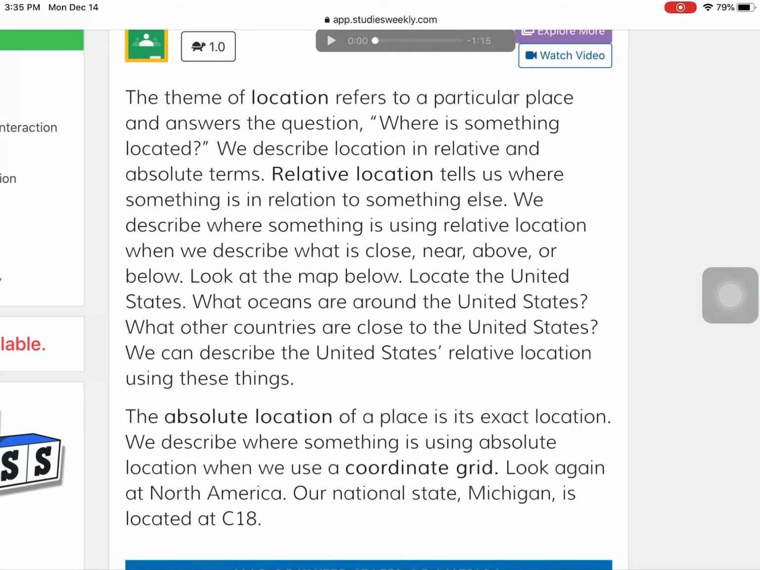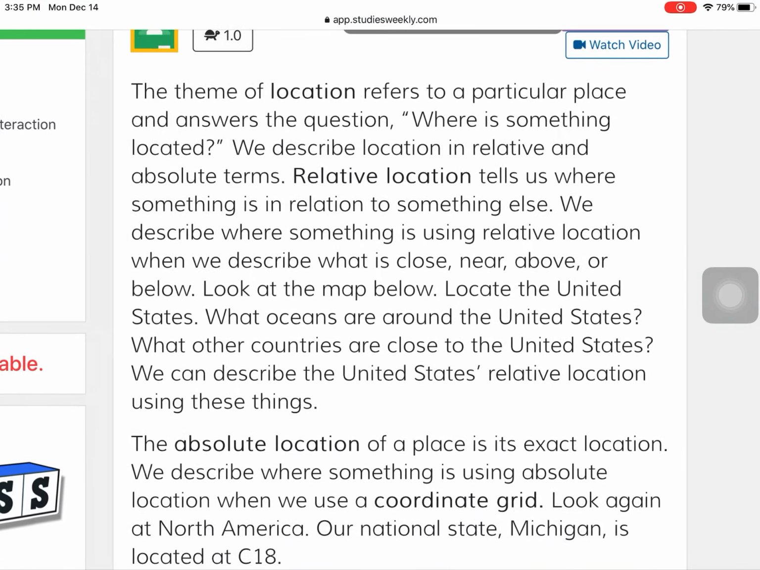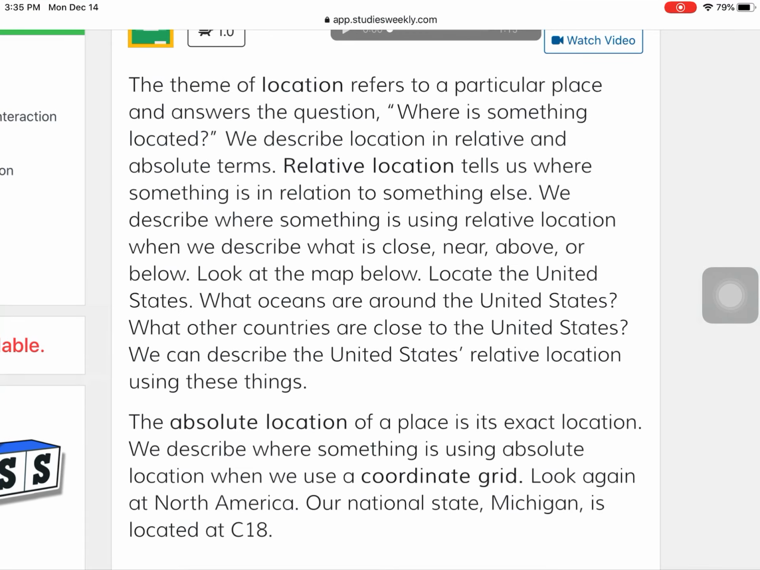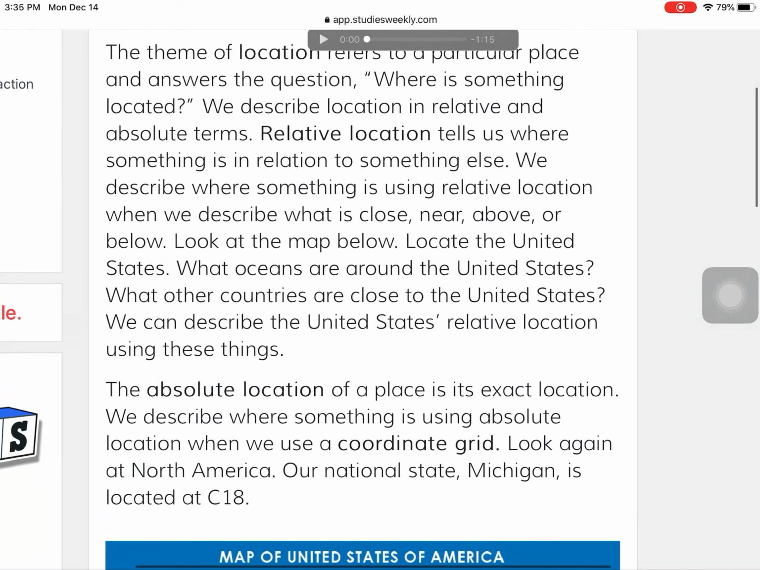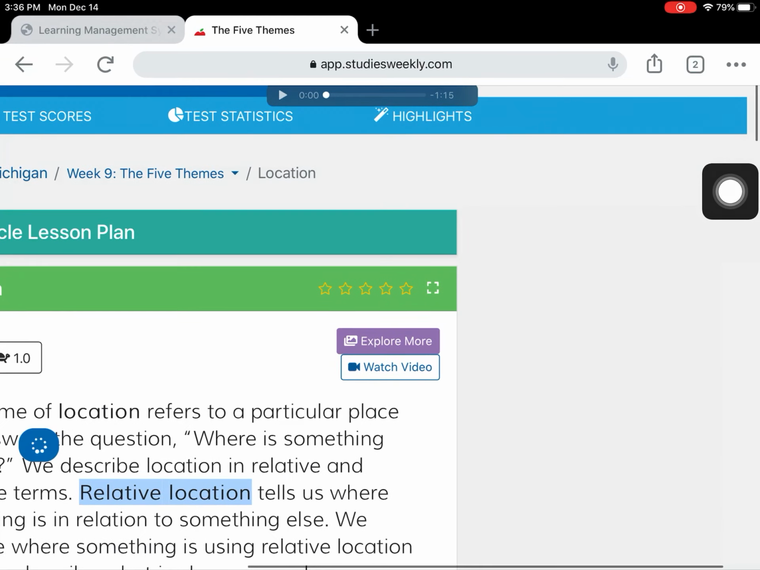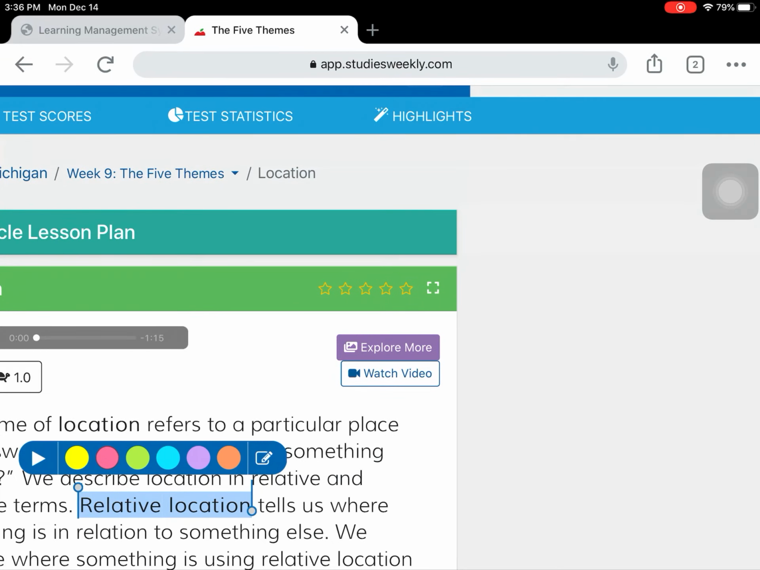What is the difference between these two? And I'm going to go ahead and read this passage before we get into it a little more. So here we go. The theme of location refers to a particular place and answers the question, where is something located? We describe location in relative and absolute terms. Now we're going to talk, I'm right here in my reading where it's bolded and it says relative location. I'm going to actually highlight that.